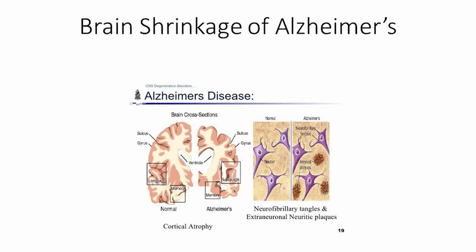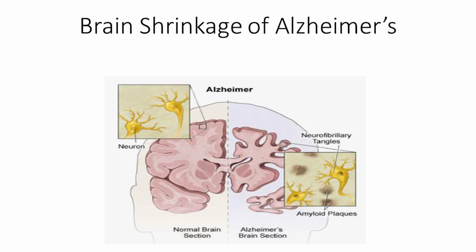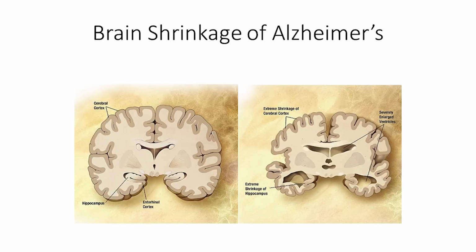Here are some photos depicting that brain shrinkage. Here you see a cross-section of two brains on the left. The first one is normal, and the second one has Alzheimer's. And on the right, you see the corresponding photo of the neurons in each brain. Here it is again. So Alzheimer's shrinks your brain.